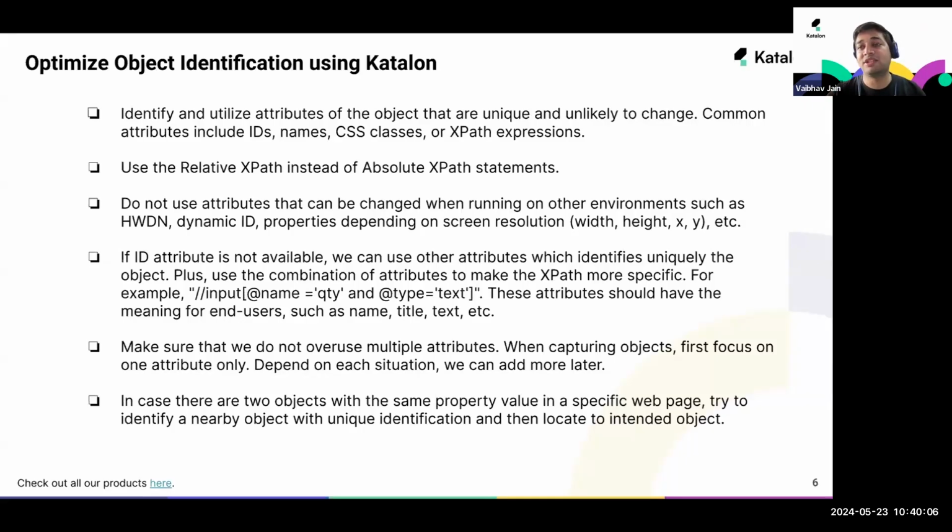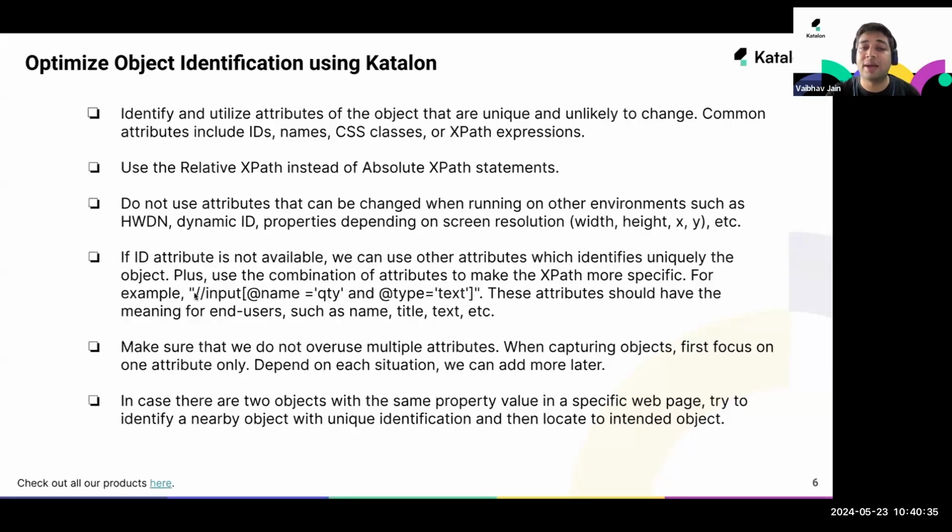As I already mentioned, we should not use objects which will change with the environments or with the runs. So we should not use things like dynamic ID or properties such as height and width. We should try to use preferably the ID attribute. If the ID attribute is not possible, we can go with the other attributes, or we can combine different attributes to create an XPath.